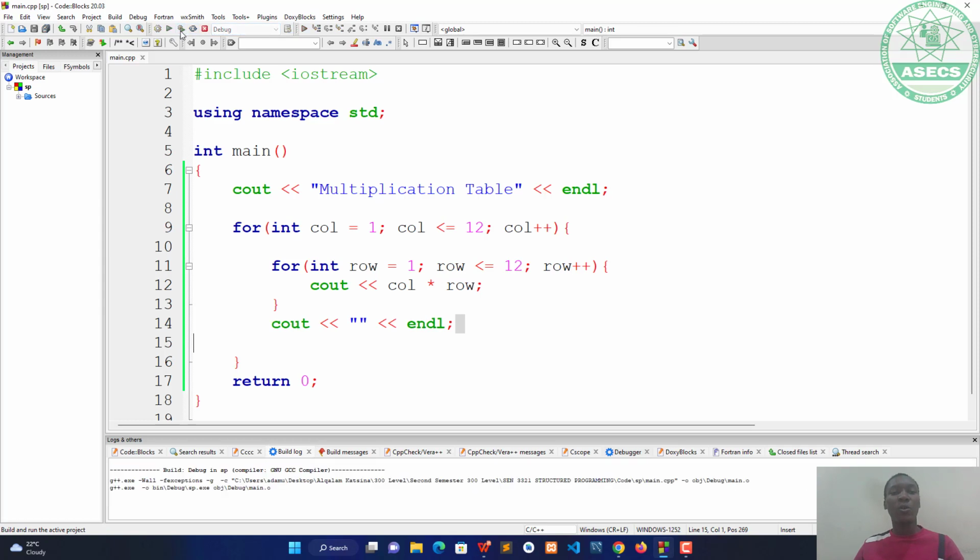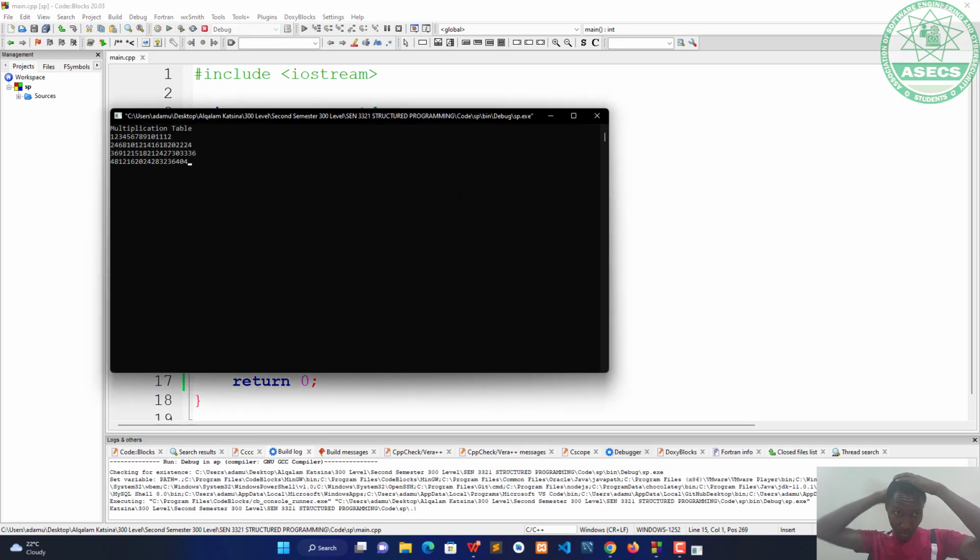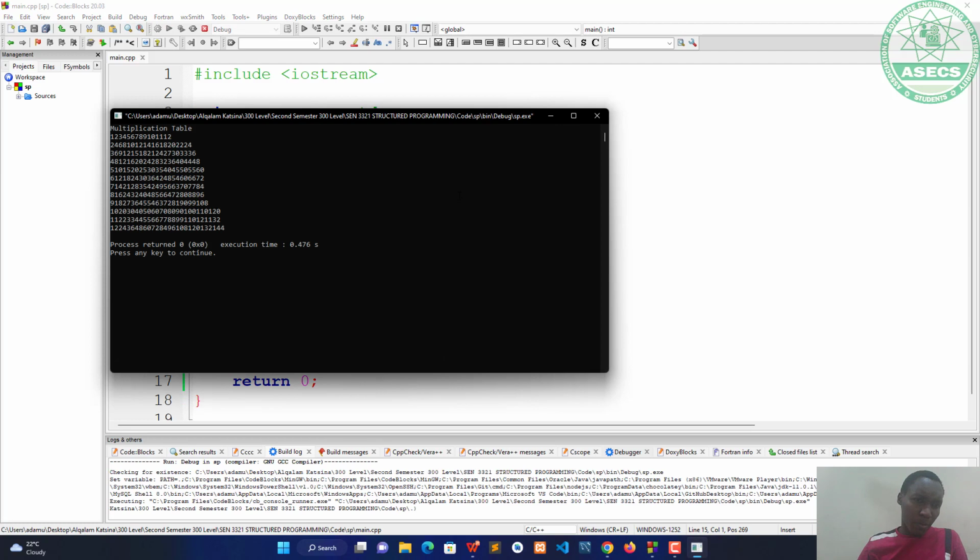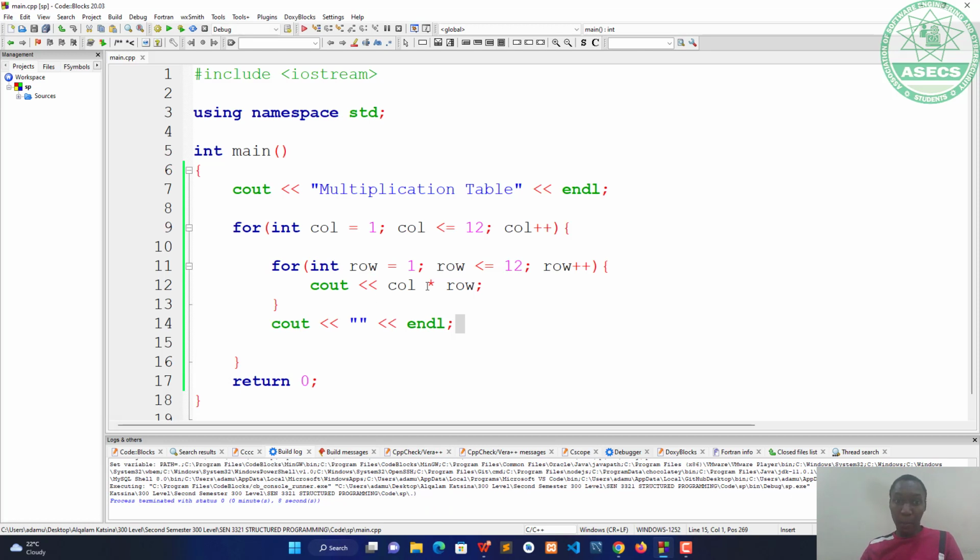So let's try to muga ko abun yayi da muke expecting. Yeah, gashi nan yayi probably. Gashi muna da 1 to 12, nan ma muna da 1 to 12, ga nan 144, 12 times 12 is 144. So but there is a bad way of like displaying it.